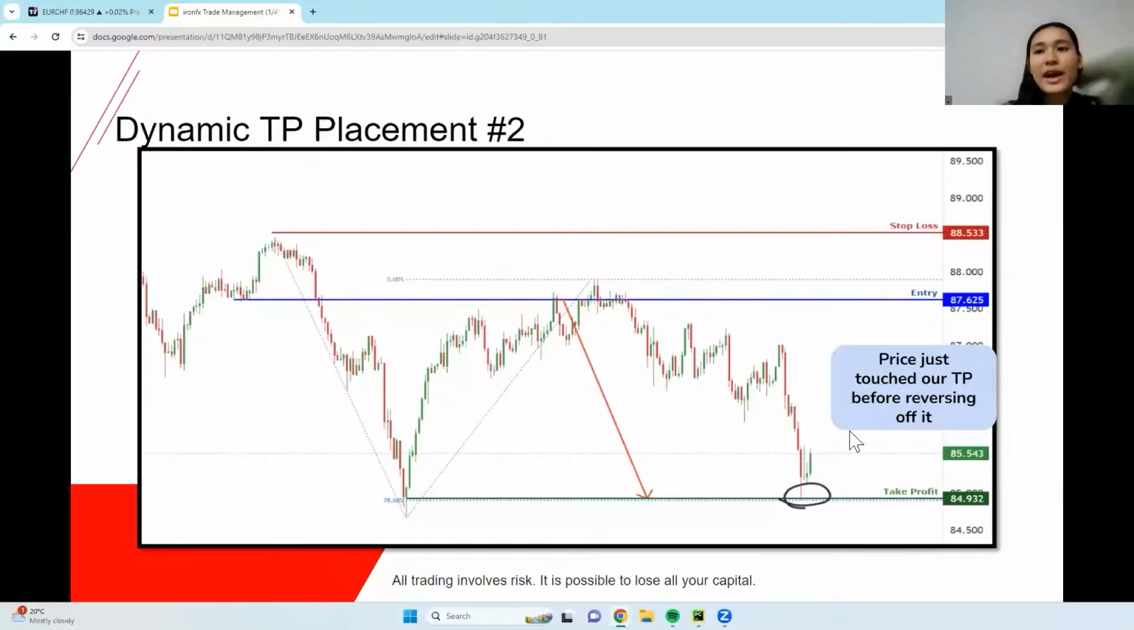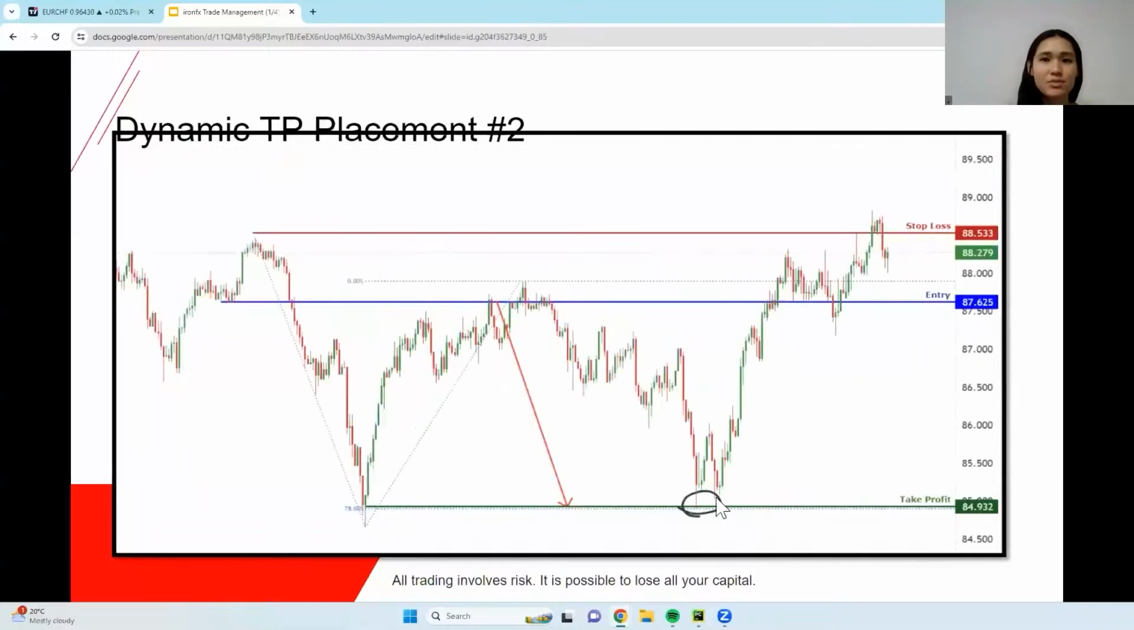Okay, so we just managed to catch this trade over here before it reversed off of it. And you can see it's a good thing that we placed our take profit slightly above this 78.6 level and also above the swing low, so that we were able to catch this before it reversed off the take profit and headed up to our stop loss.